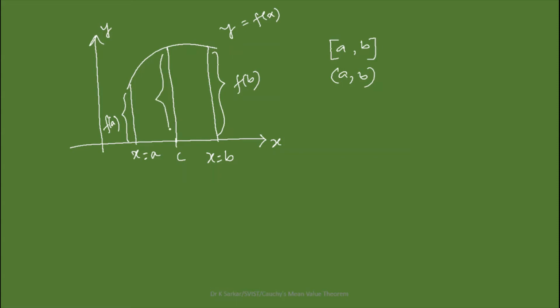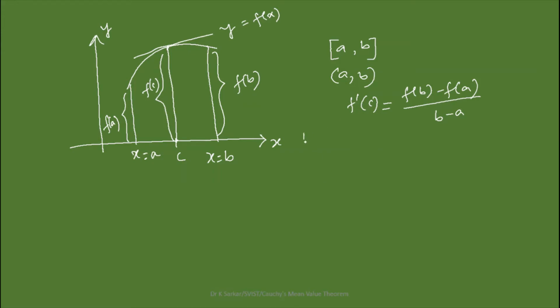This much is f(c), such that f'(c) equals (f(b) minus f(a)) divided by (b minus a). This is the statement of Lagrange's theorem. And if we draw a tangent at this point, then the slope of this tangent is f'(c).